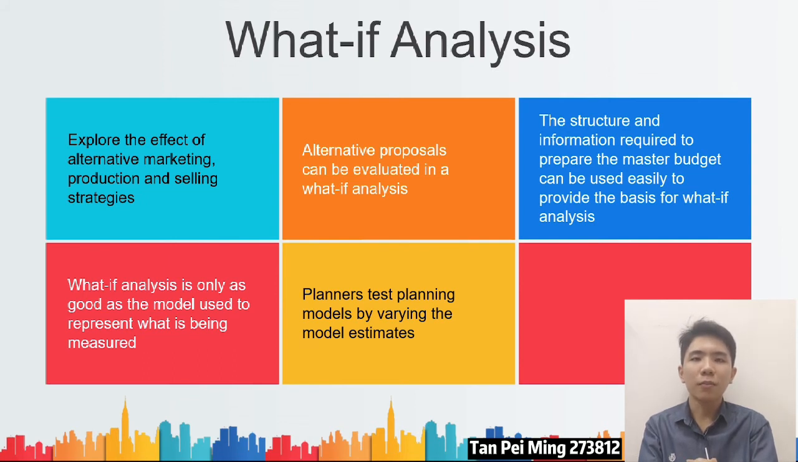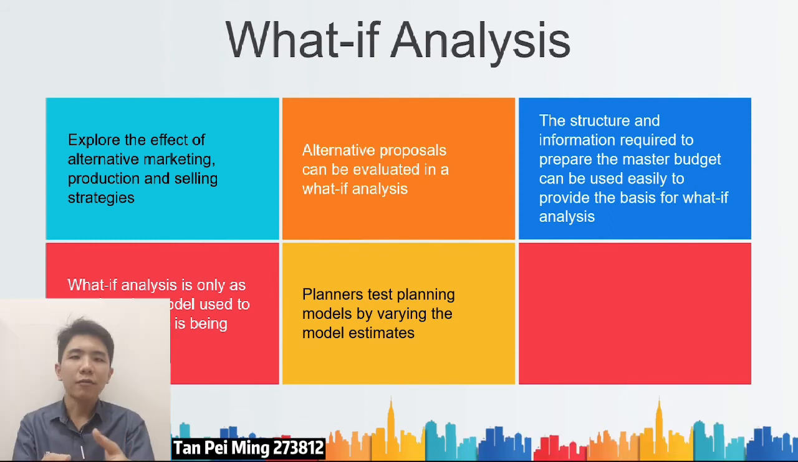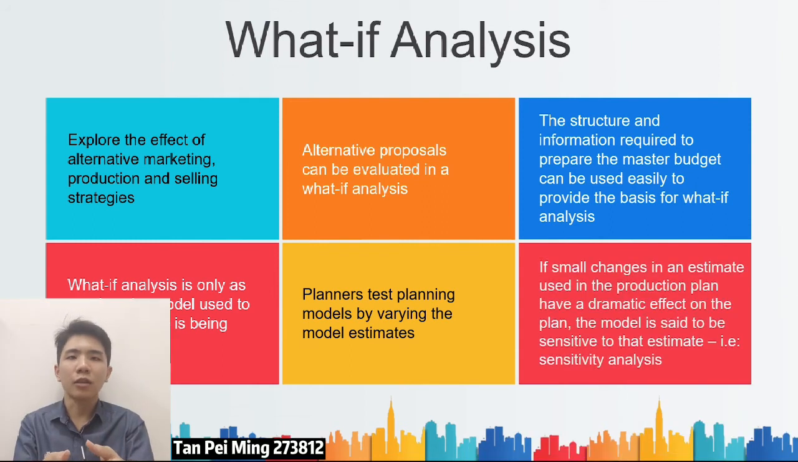Planners test planning models by varying the model estimates. However, if small forecasting errors of an estimate used in the production plan change the plan, we say that the model is sensitive to the estimate. If the performance consequences, for example the profits from a bad estimate, are severe, planners may want to invest time and resources to improve the accuracy of the estimates.